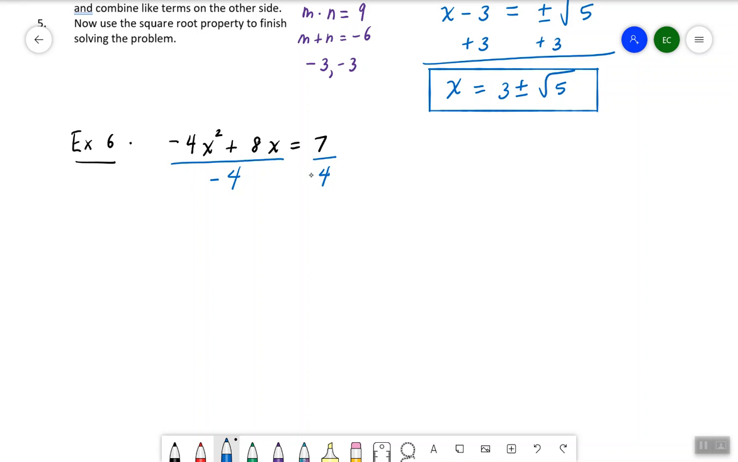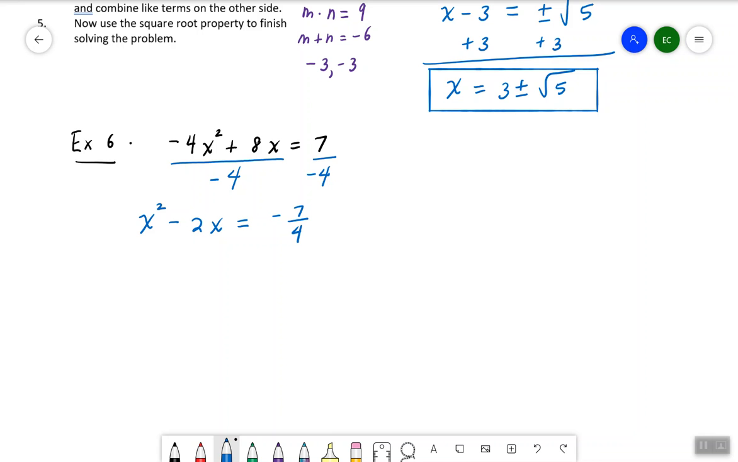Divide by negative 4 on both sides. And then we have negative 4x squared over negative 4 just gets us x squared. And then 8x divided by negative 4 gives us negative 2x. And then on the other side of the equation, we have negative 7/4. Okay, that was step 1.